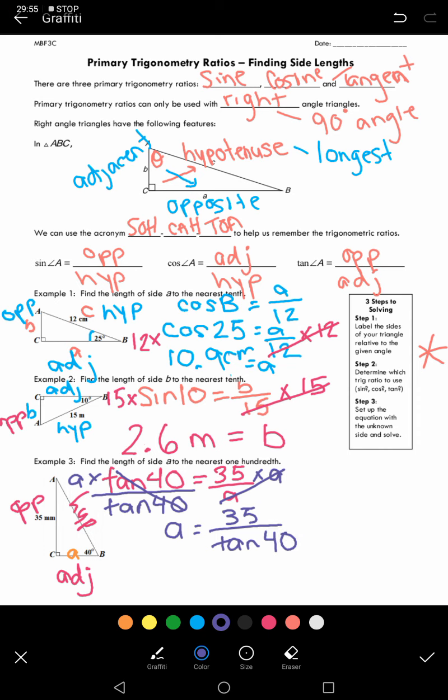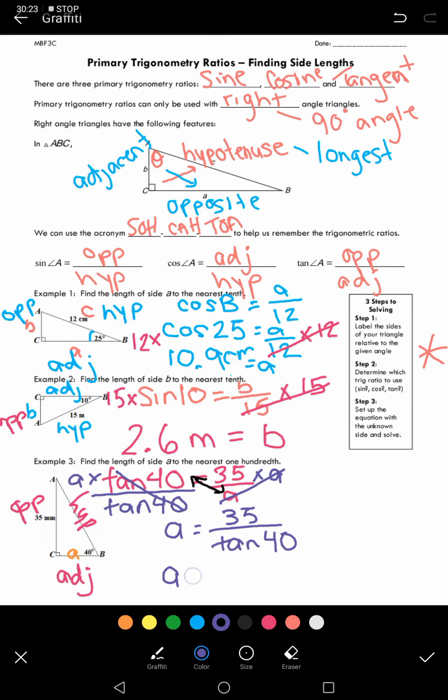Notice from our original equation, all we actually had to do was switch the placement of these two. If you know how to solve an equation, you should be able to get there. But if you would rather, you can just remember that those will have to switch locations. Tan 40 and A simply ended up switching locations. So let's continue to actually solve this.